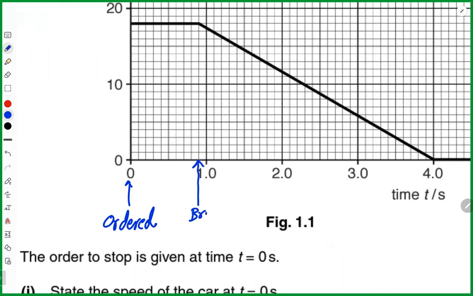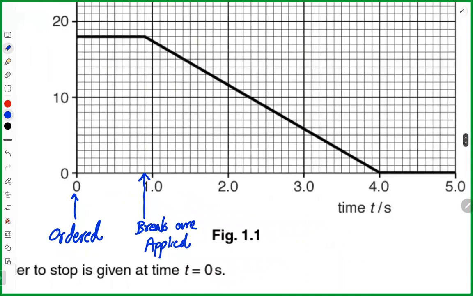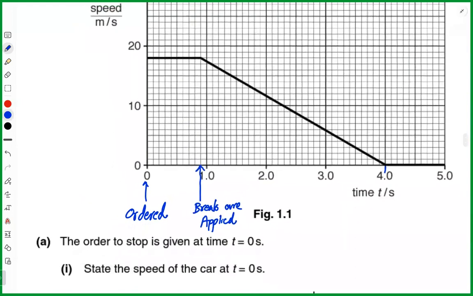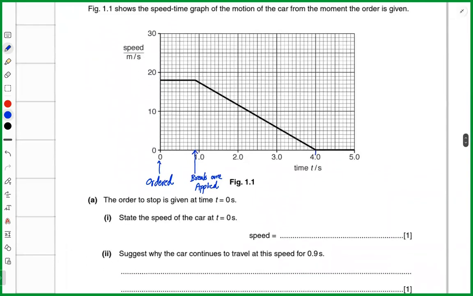This is the order given, and this is where brakes are applied. Then the car slows down and it stops in 4 seconds altogether, including the first part where nothing is done. The order to stop the car is given at t equals 0. State the speed at which the car was moving when the order was given.